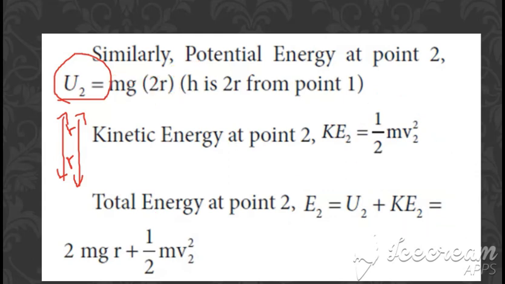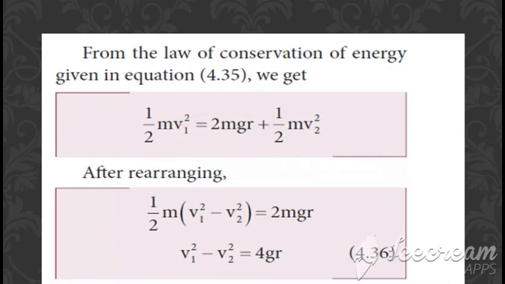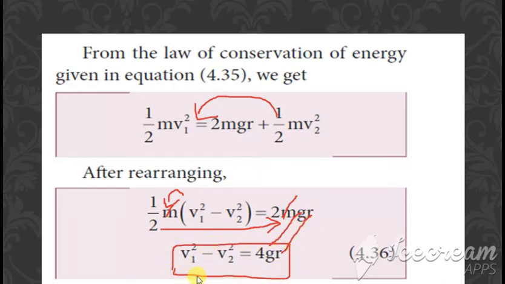As we know, E1 is equal to E2, is it not? We already know the value of E1, so we are going to equate both. E1 equals E2. We take this term to this side so that it becomes minus, and take the half m term outside, so we get half m into v1 square minus v2 square. Now cancel m on both sides and bring the half to this side, so 2 into 2 becomes 4. So it is 4gR. This gives the value of v1 square minus v2 square.